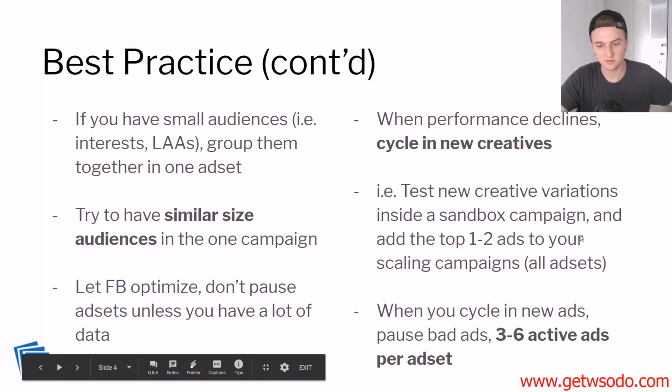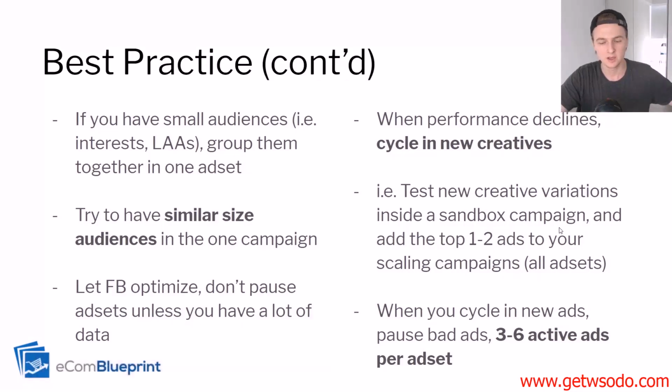And so this is what I do when my performance starts to really decline. Make sure that you look at least 3 days data, right? Like if your performance is bad one day, you don't need to panic and do anything. But if your performance is actually declining over time, it's time for you to cycle some new creatives in. And so test some in your creative sandbox and then add the top ones into all ad sets of your scaling campaigns.